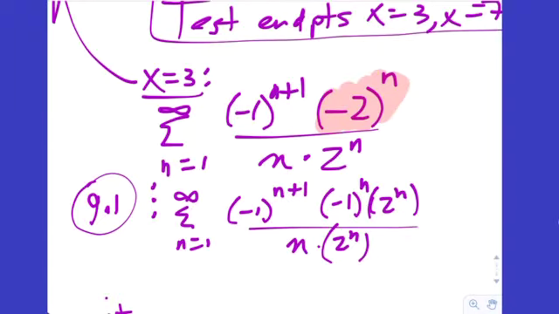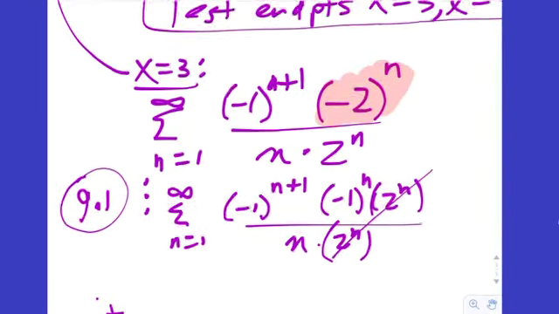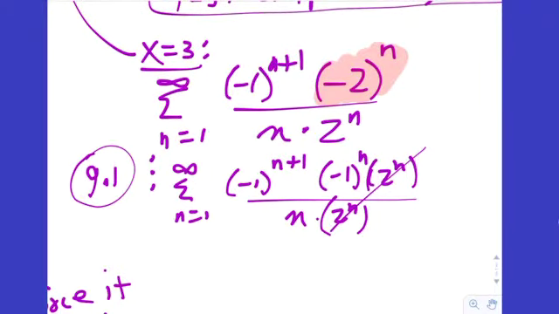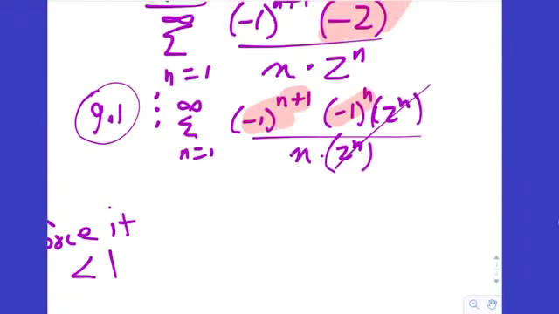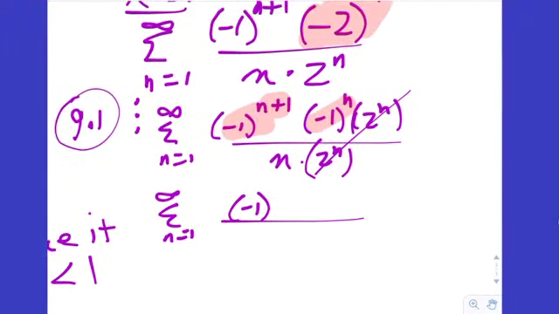And now, what can we do with the 2 to the n's? Yeah, sayonara. And then we got to be careful, because I have -1 to the n plus 1 times -1 to the n. Is that still an alternator when we combine them? Well, let's see. When we have the bases the same, we add exponents, don't we? So it'd be n plus 1, so 2n plus 1 all over n.